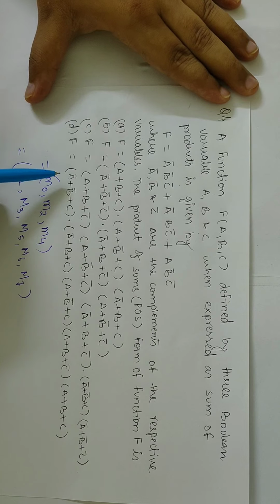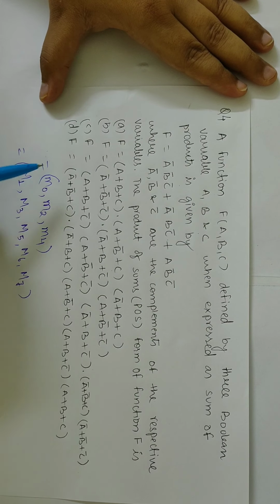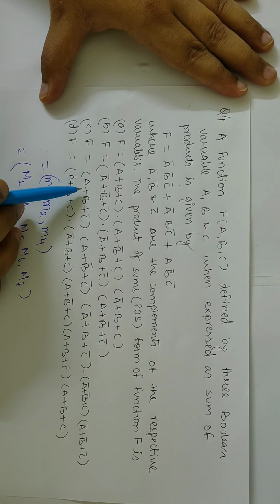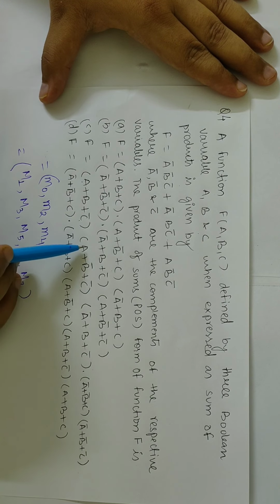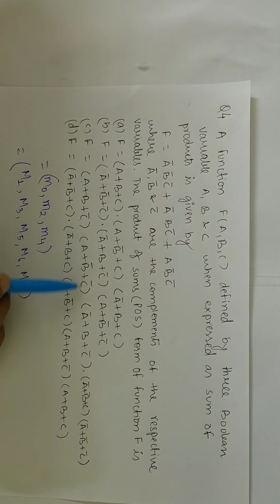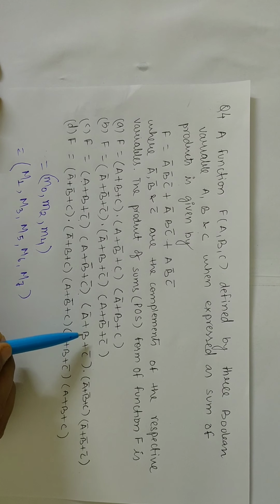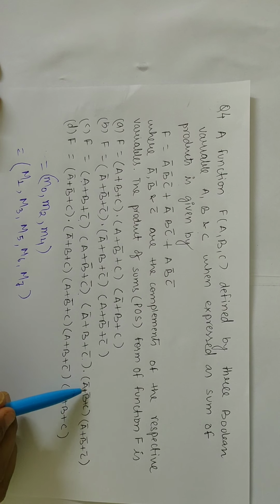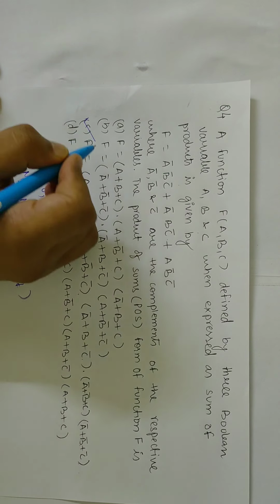So from here we can say that the answer is this: 0 0 1 1, 0 1 1 3, 0 1 0 1 5, 1 1 0 6, and 1 1 1 7. That means this is the correct answer.